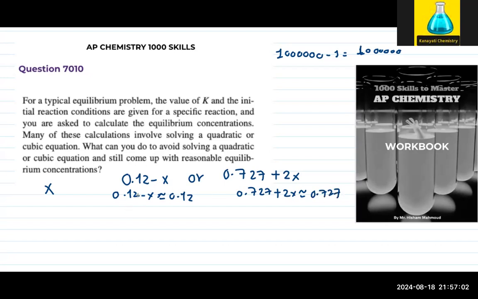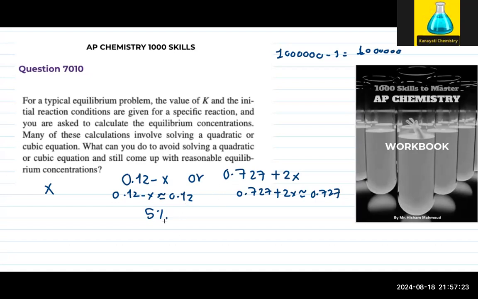If the assumption holds by the 5% rule, the assumption is considered valid. The 5% rule refers to x or 2x or 3x, etc., being small compared to some number. If x or 2x or 3x, etc., is less than 5% of the number the assumption was made against, then the assumption is considered valid.